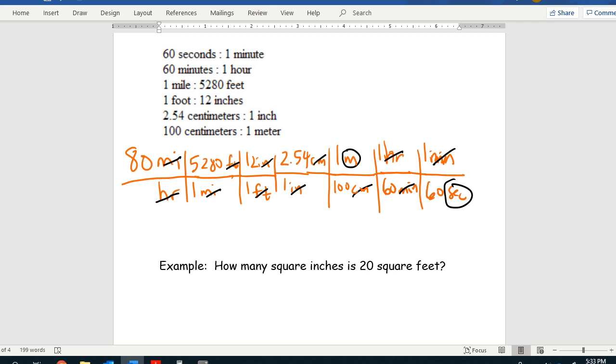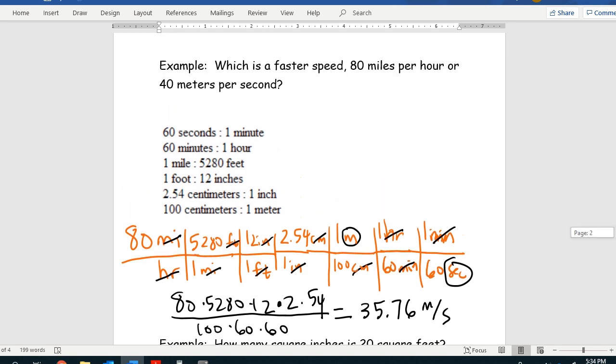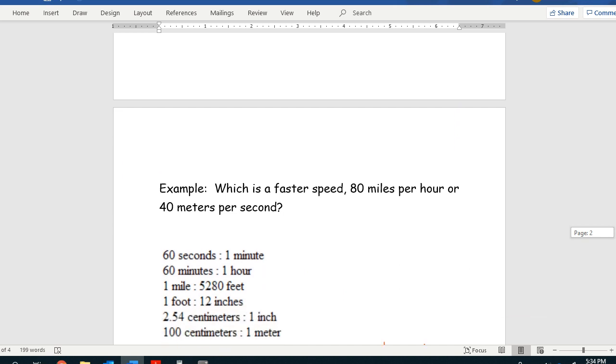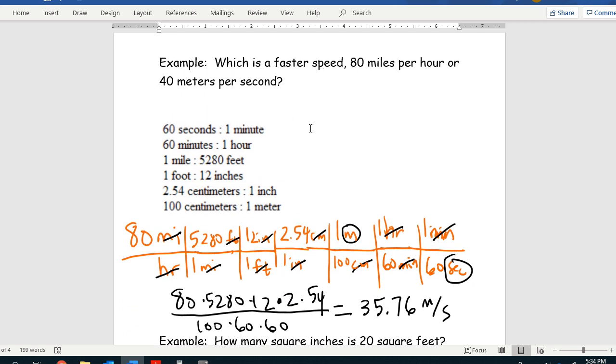So we'll put this in our calculator. What we need to multiply in the numerator is 80 times 5280 times 12 times 2.54 times 1 times 1 times 1. I don't need to write that again. And then in the denominator, I have 100 times 60 times 60. So what does that give us? That works out to be 35.76 meters per second. So let's go back to the question. The question was, what is faster, 80 miles per hour or 40 meters per second? Well, 80 miles per hour is equivalent to 35.76 meters per second. So that tells us that 40 meters per second is a faster speed than 80 miles per hour.